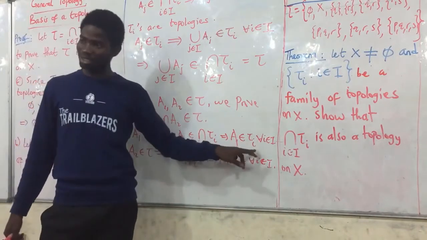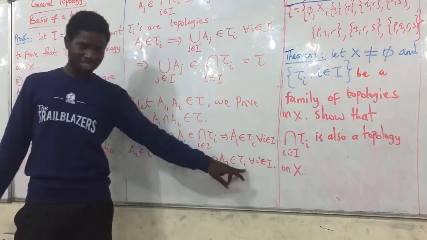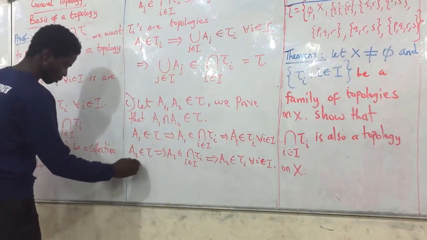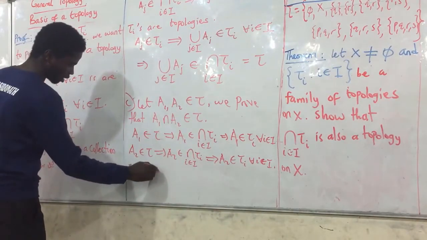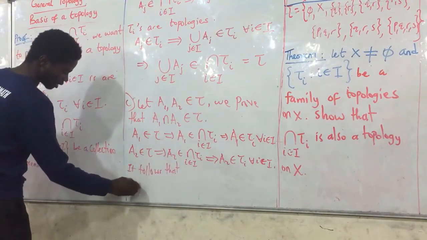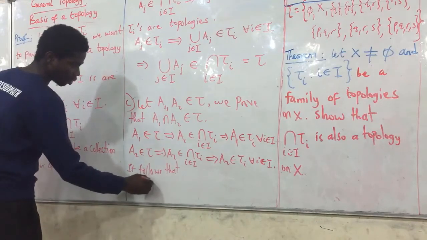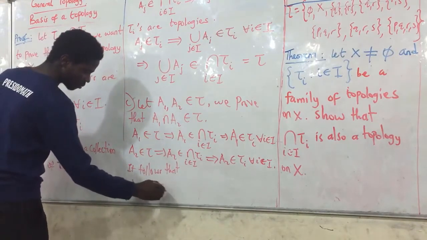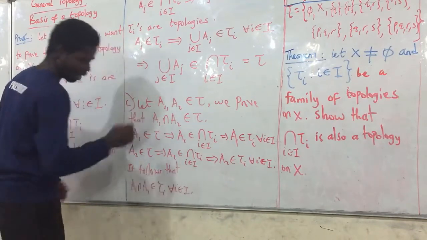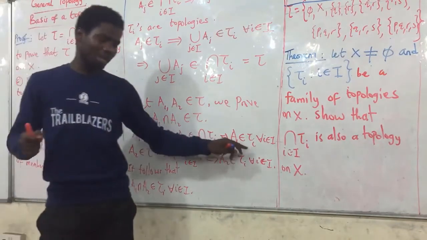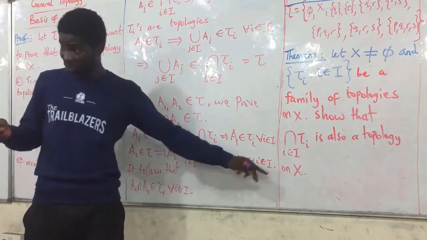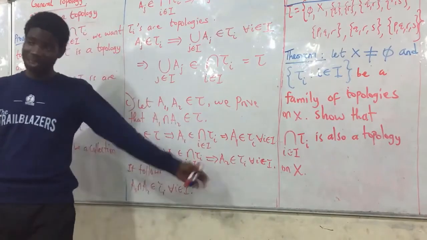If A1 is in Ti for all i, and A2 is in Ti for all i, it follows that A1 intersection A2 will also belong to Ti for all i in I, because the whole of A1 is in Ti for all of them, the whole of A2 is in Ti for all of them, so their intersection will also be there.